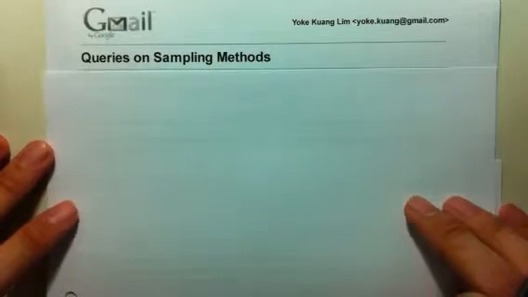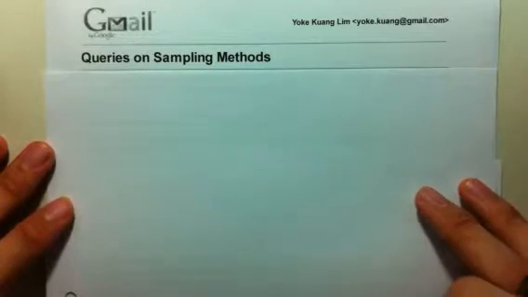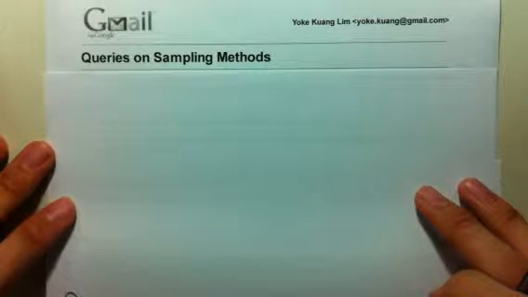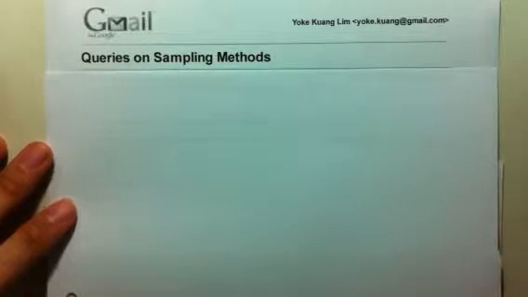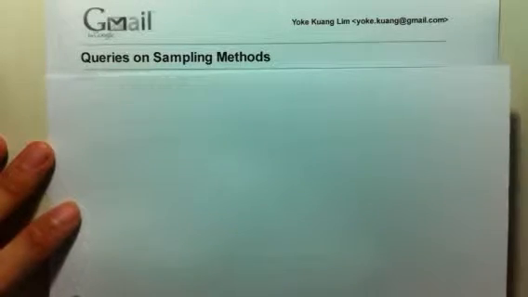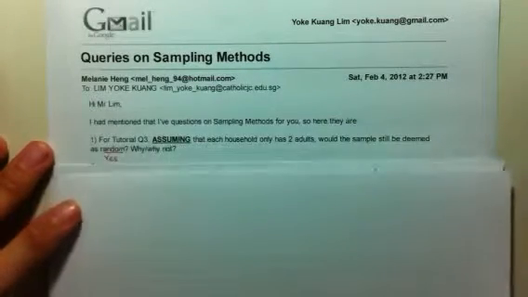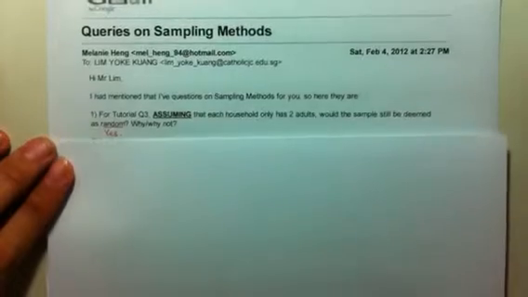Alright, now someone has taken the trouble to send in some queries with regard to the topic on sampling methods, and I thought this video would be a good opportunity or platform for us to share some queries with regard to this topic. Let us take a look at what this student is asking. Now, for tutorial question number 3, assuming that each household only has 2 adults, would the sample still be deemed as random? Our short answer is yes.